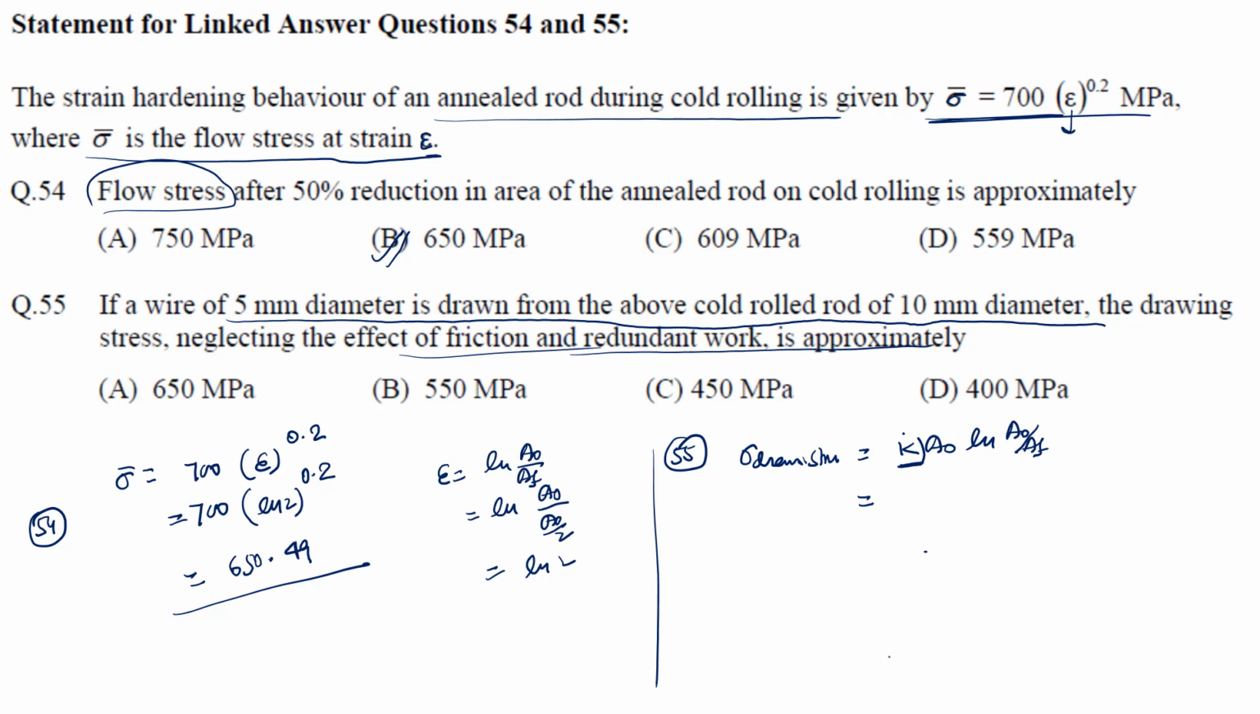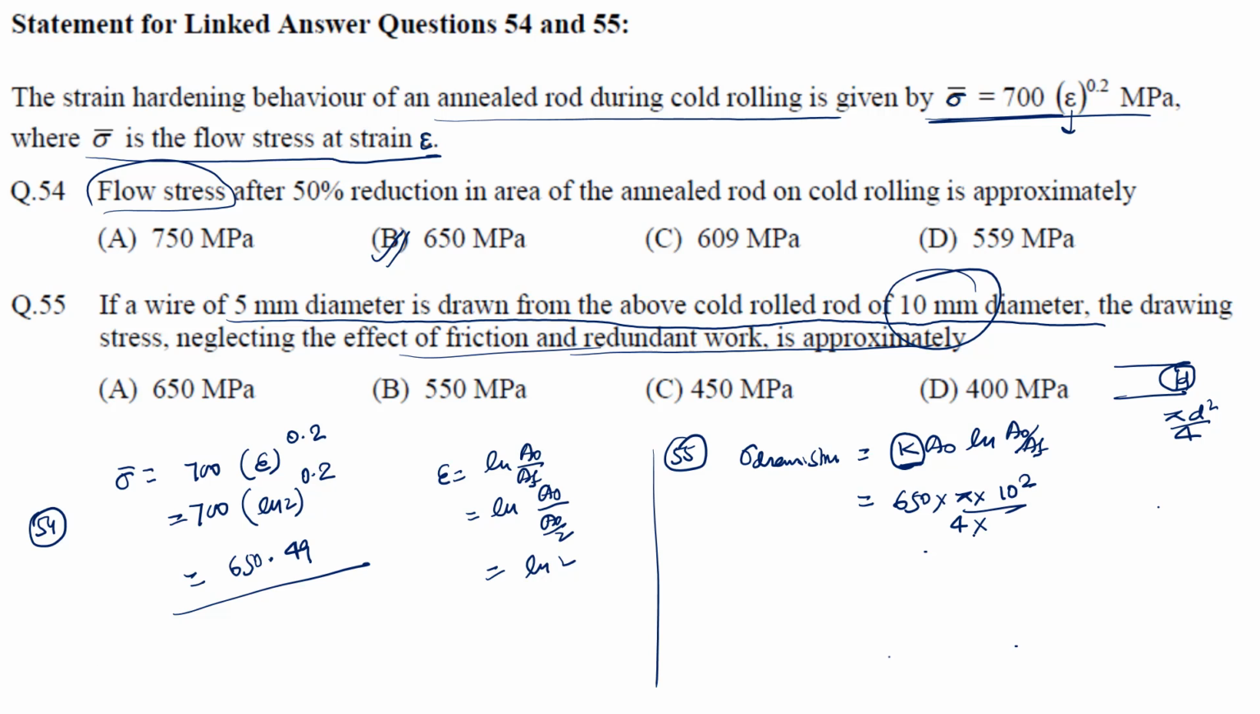Where K basically gives you the value of the flow stress, which we found over there, right? So flow stress is how much? Flow stress is 650. And what is A naught? A naught means the initial area. So what is this initial area? The diameter is 10 mm. The area, since this is a circular shape, right, is pi d square by 4. So here I will write pi into d square, where d is 10, so 10 square by 4.